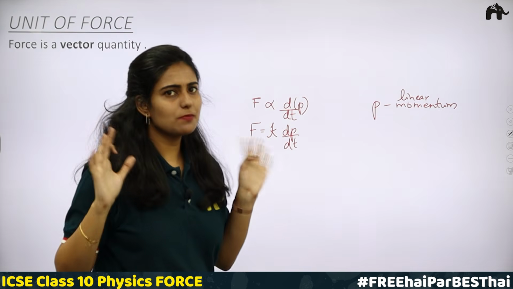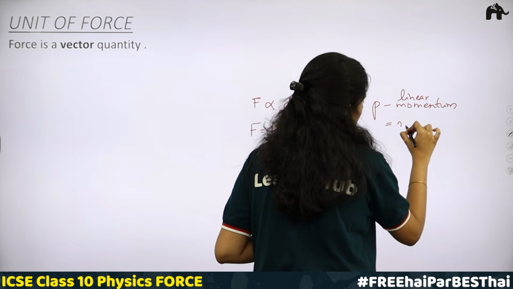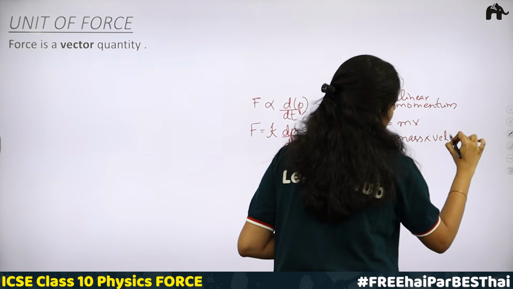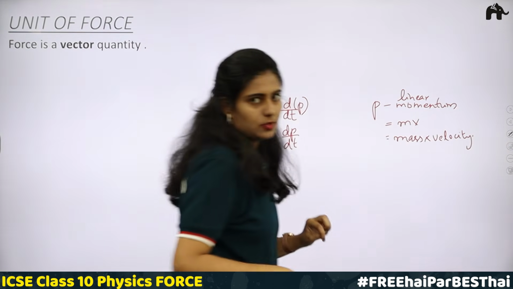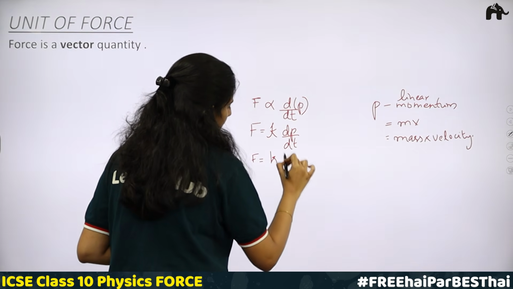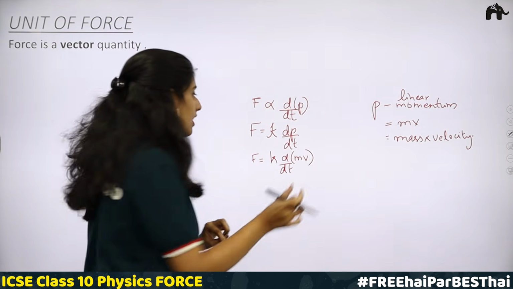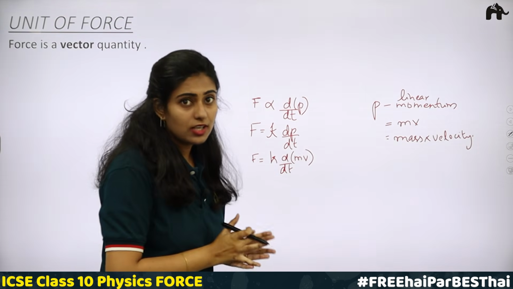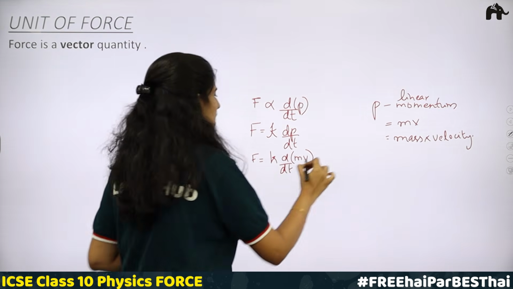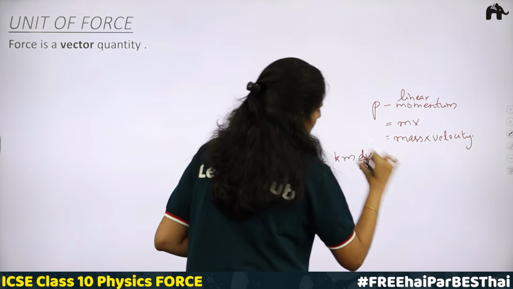Now what is p? What is momentum? Momentum is the product of mass and velocity. We have p = mv, where m is mass and v is linear velocity. We can write this as F = k d/dt of (mv). Now tell me, is m a constant? For a given body, mass is a constant, so it can be taken out. Velocity can change with time. This can be written as F = k m dv/dt.